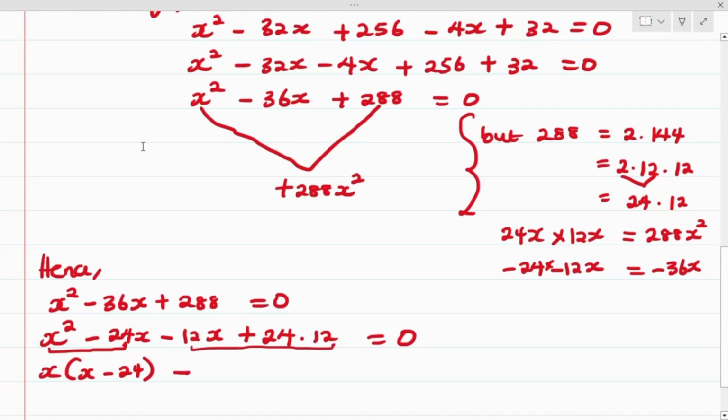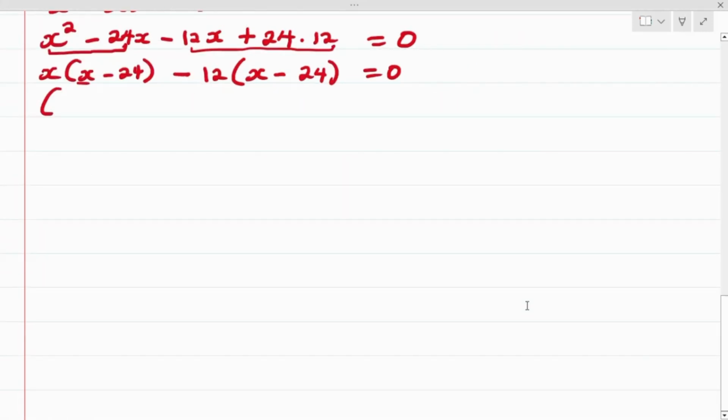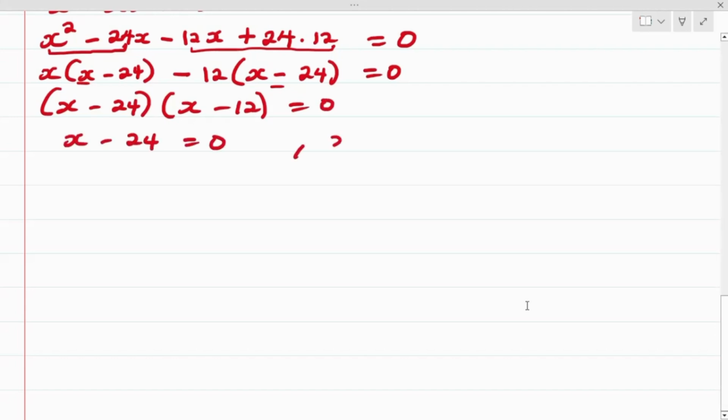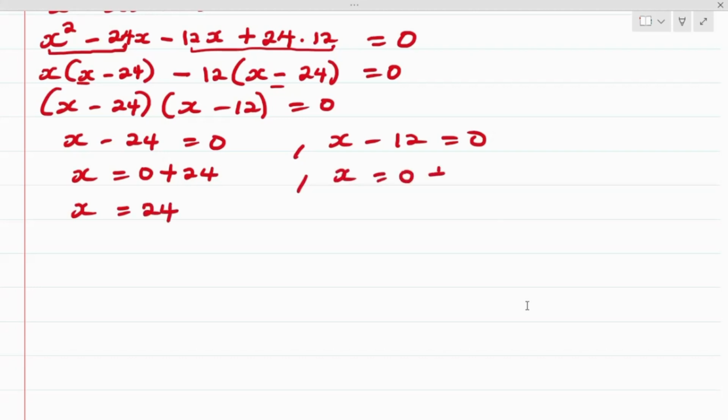minus, from here, we have 12 common, and if you factor out 12, we have x - 24 left, and this is equal to 0. At this point, we have x - 24 common, so we have (x - 24)(x - 12) = 0. x - 24 = 0 and x - 12 = 0, so x = 24 and x = 12.